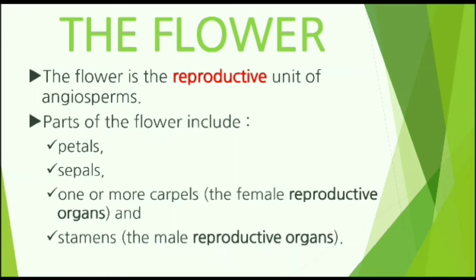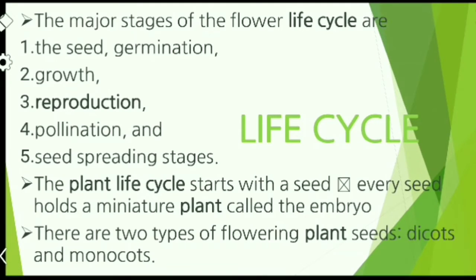The flower. The flower is the reproductive unit of angiosperms. The parts of a flower include petals, sepals, one or more carpels, which is the female reproductive organ, and stamens, that is the male reproductive organ.